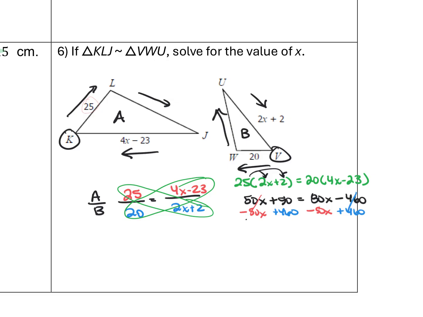Cancel that guy out. So now I'm left with 80 plus a negative 50, which is 30x. And then 460 plus 50 gives me 510. So I want to get x by itself, so I'm going to divide 30 out. And that gives me 17.